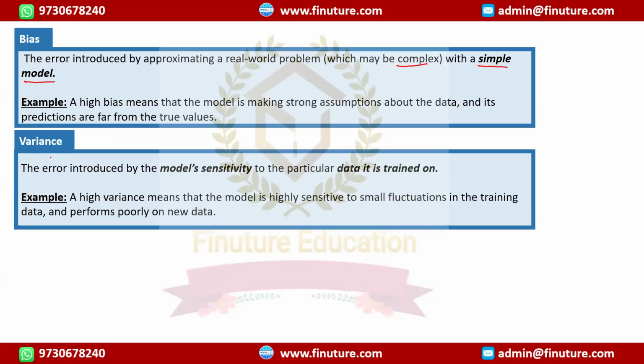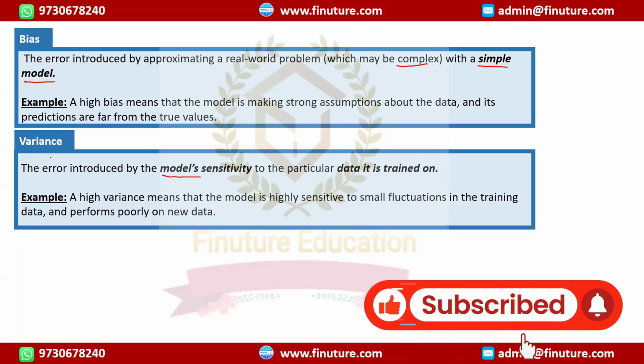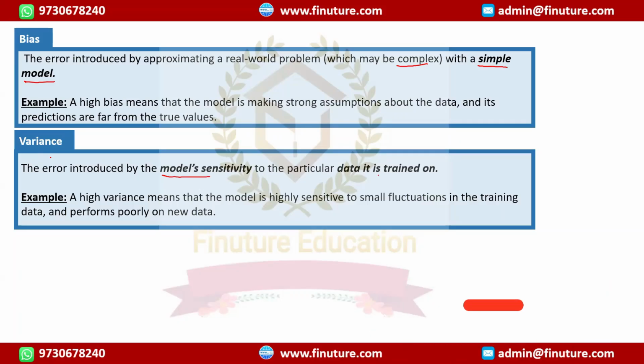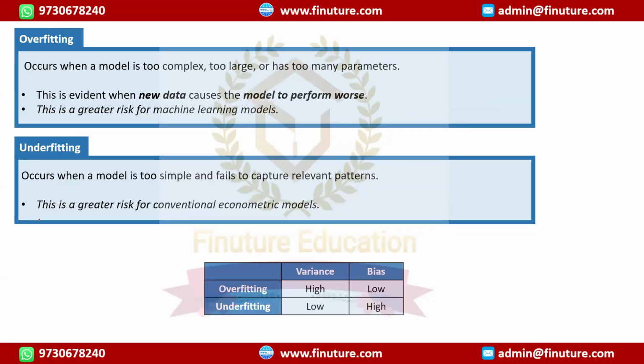And when we talk about variance, your model's sensitivity is quite high. As I explained, on trained data it works very well, but on tested data it doesn't work well. High variance means that the model is highly sensitive to small fluctuations in training data. As I said, if you change the training data slightly, your model fails and performs poorly on new data. So this is how bias, variance, overfitting, and underfitting are defined. And now let's talk about overfitting. As I explained, it occurs when the model is too complex.